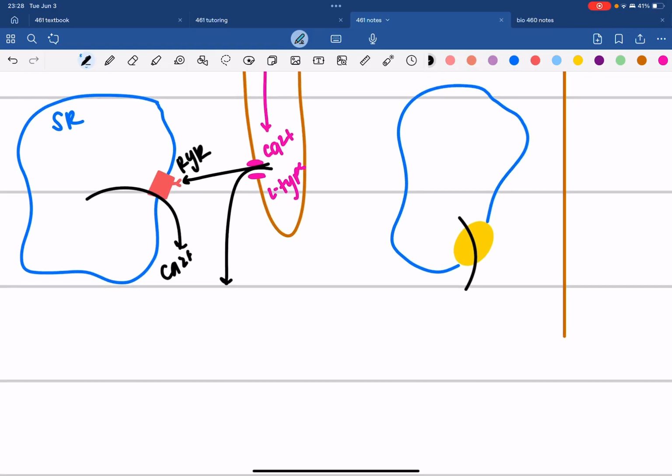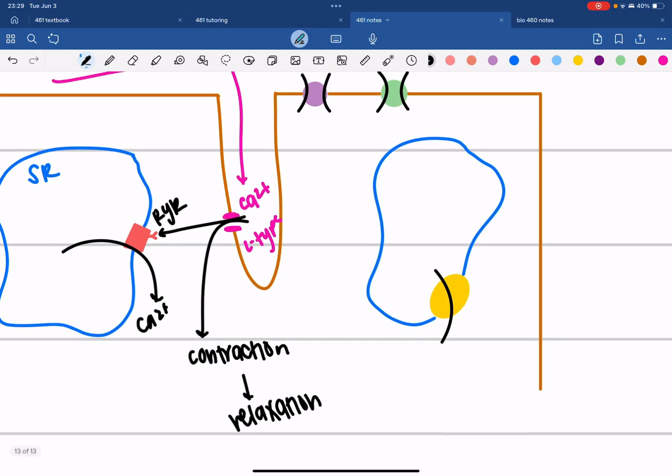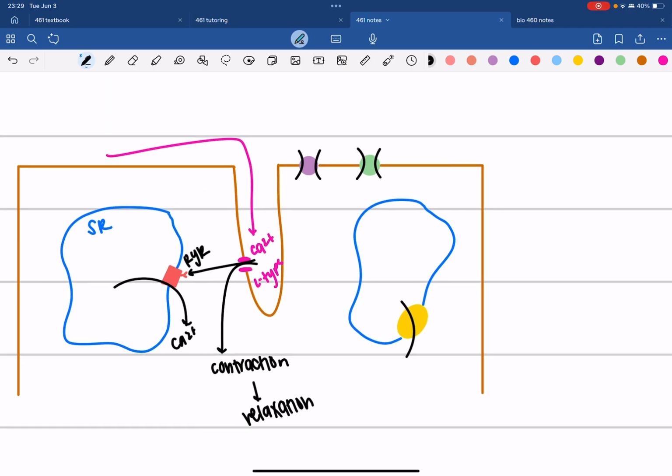And that's going to allow us to have contraction, which we should already know what that looks like, cross-bridge formation, and all of those things. Then we'd have that subsequent relaxation. Then we want to get our calcium back in through those two separate ways because we need it back where it was. And so we're going to put some back in through the SERCA pump.